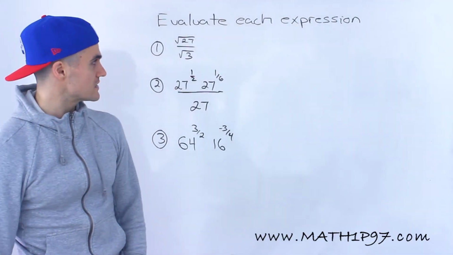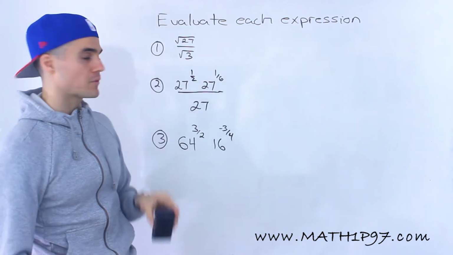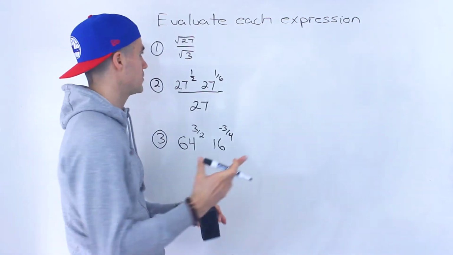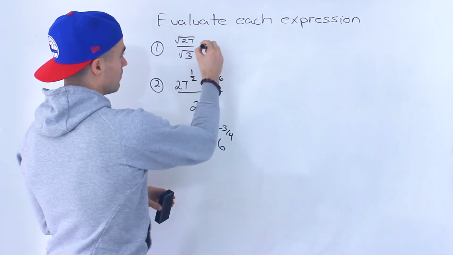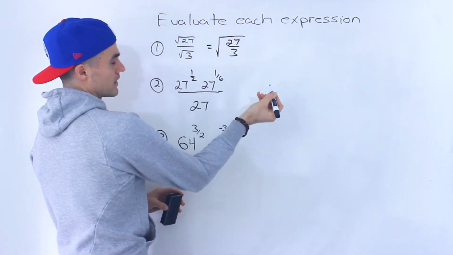Moving on to the next video, we got to evaluate these three expressions over here. So starting with number one, we got the square root of 27 over the square root of 3. This one's actually pretty simple. What you can do is combine both of these under one square root, like that.